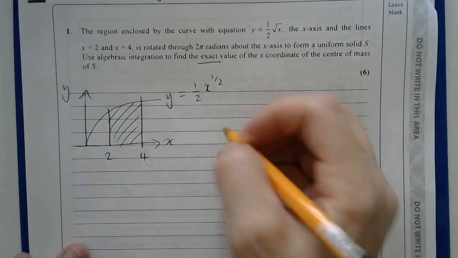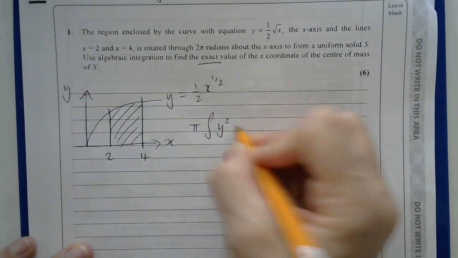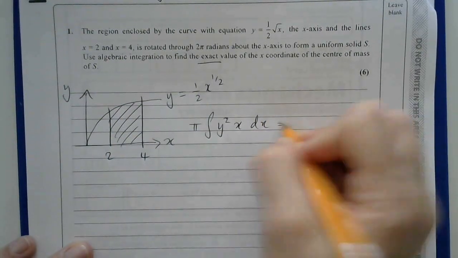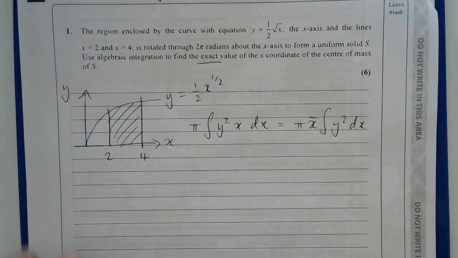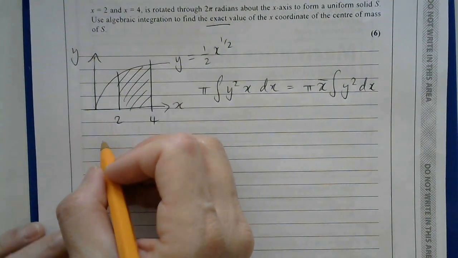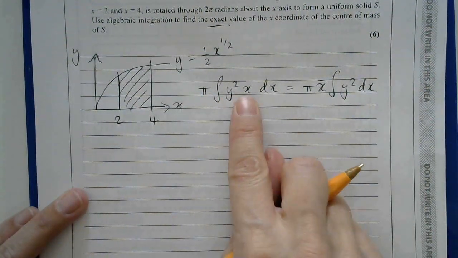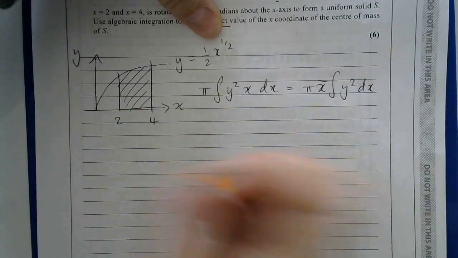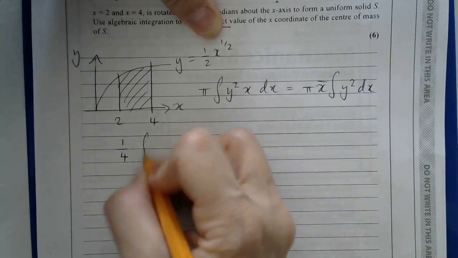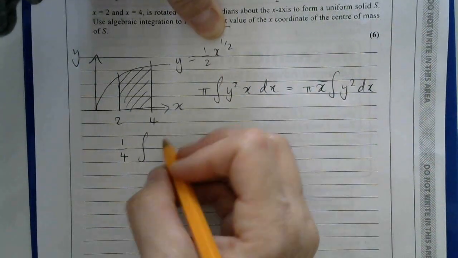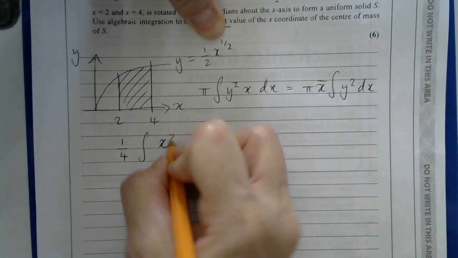So for a volume of revolution, I need to use the equation that pi y squared x dx will be equal to pi x bar integral of y squared dx. So here on the left hand side, the pi's are going to cancel, so I'll get y squared x, so y squared will give me a half times a half, which is a quarter, which I can leave outside, and then x to the half multiplied by x to the half, which will give me an x, multiplied by this x, which will give me x squared altogether.